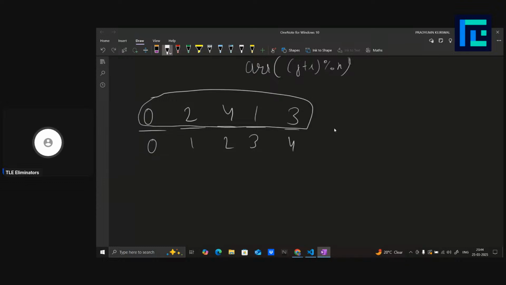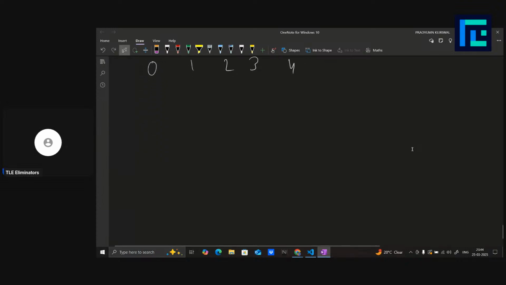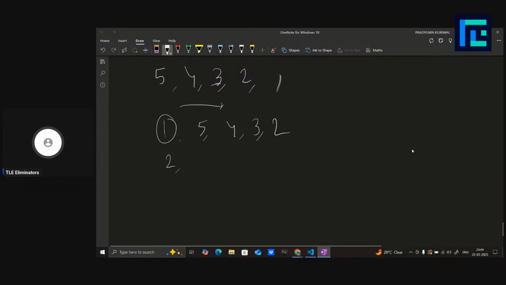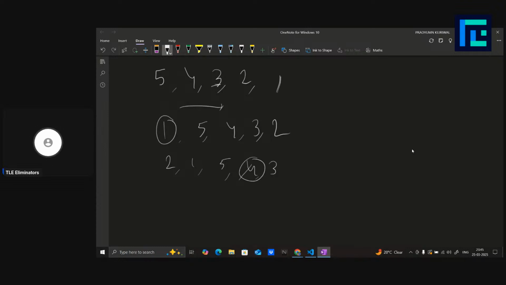Okay, someone else is saying to just put it in reverse. Yeah, that is also fine. Basically what you are doing is just printing 5 4 3 2 1, right? So in this case it is 3. Then if you shift this, it becomes 1 5 4 3 2. So now this is a fixed point, and if you shift this, it becomes 2 1 5 4 3. So this becomes a fixed point, and so on. Yeah, that is also a solution.